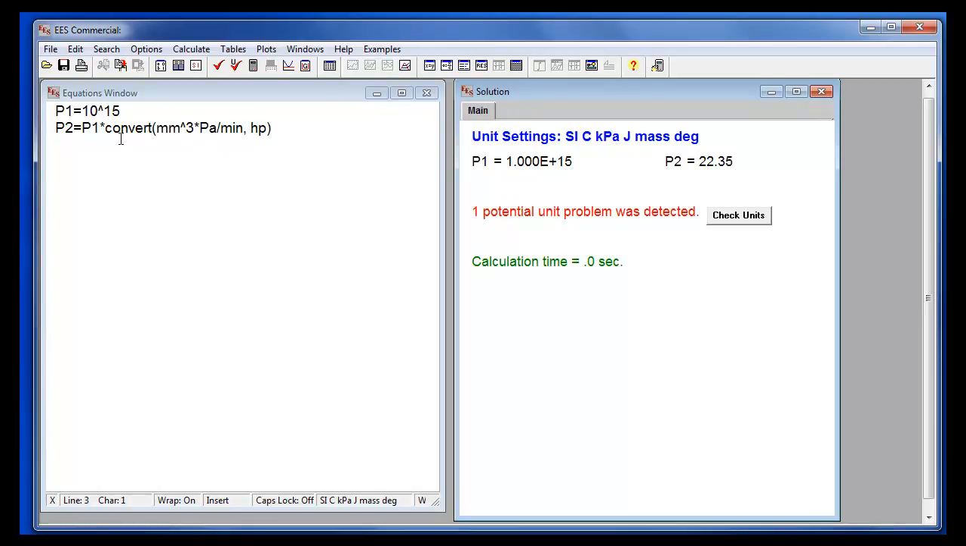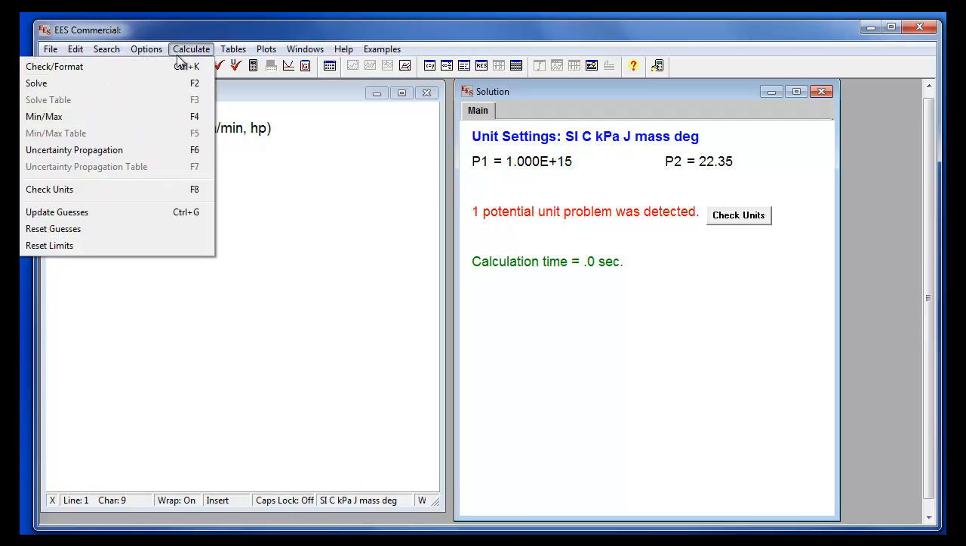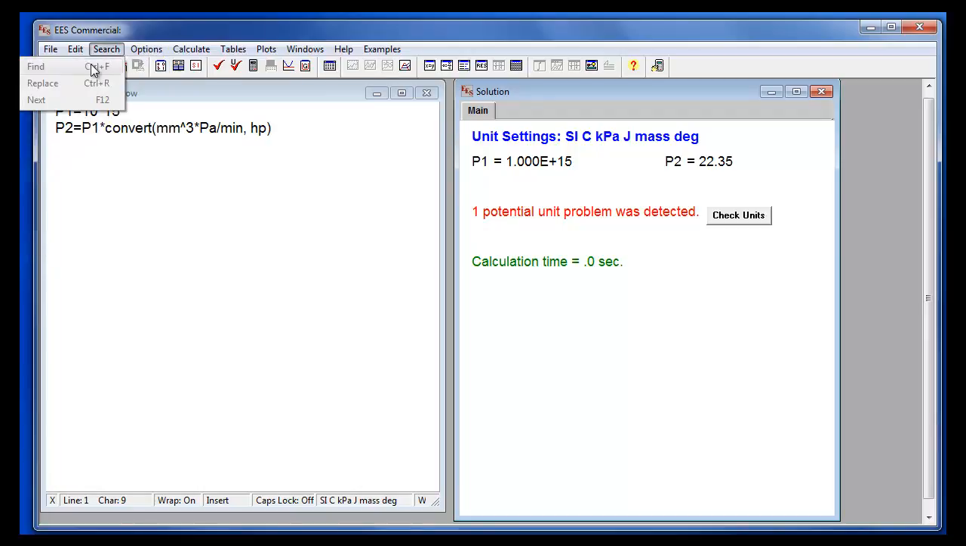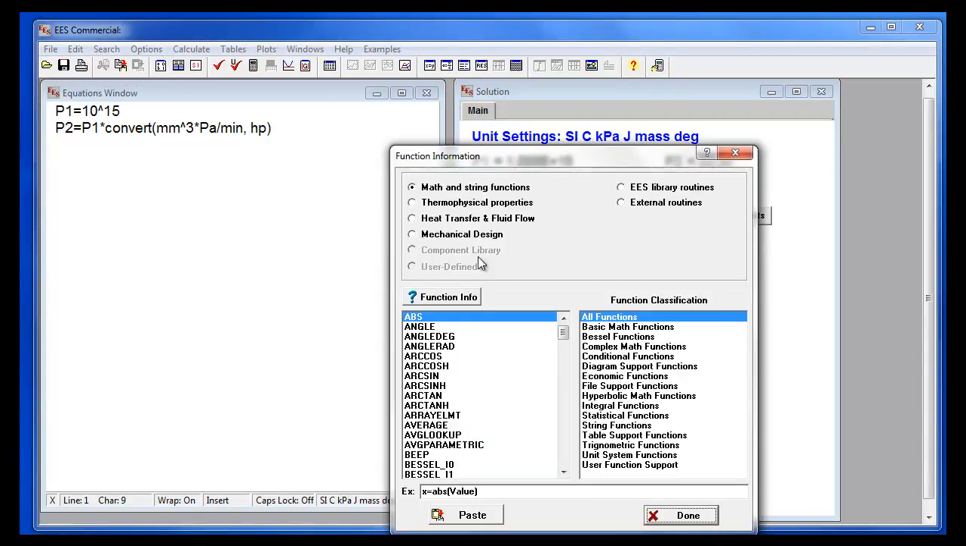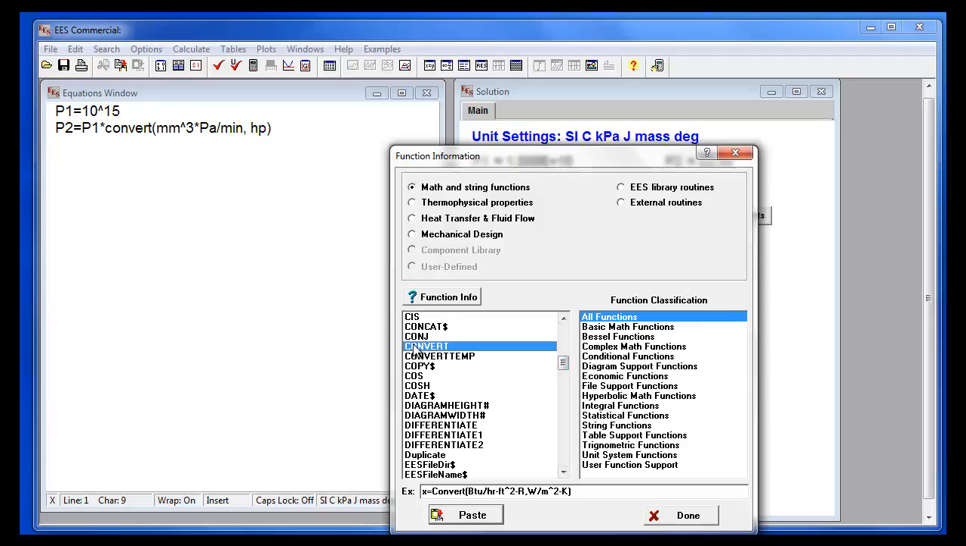Now, where do these functions come from? EES has lots of them, so you can find them either in the help documentation or if you go up under options and function information, there are various types of functions. We're eventually going to get to these thermophysical properties, but first we'll look at the math and strings functions right up here on the top, and realize there's a whole bunch here. ABS is absolute value, as you might guess, angle to degree conversions, stuff like that. And right down here is the one, convert. So I can go ahead and click on convert.